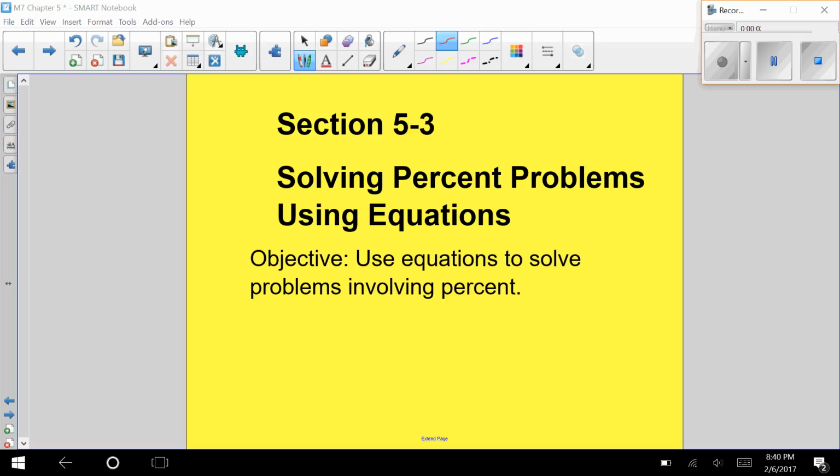This is section 5.3, solving percent problems using equations. Our objective today is to use equations to solve problems involving percent.